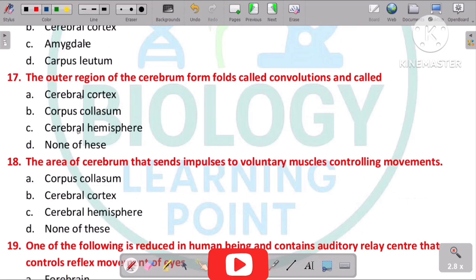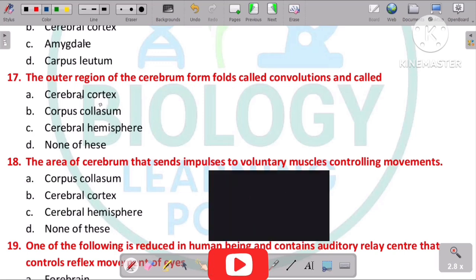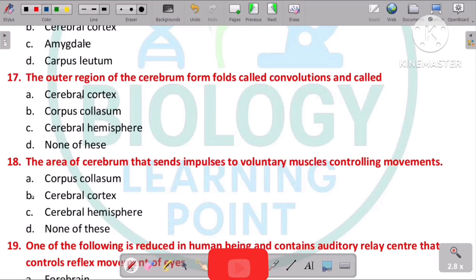So the next question is: the outer region of the cerebrum forms folds called convolutions and is called. The options are, so the right option is option B, cerebral cortex.